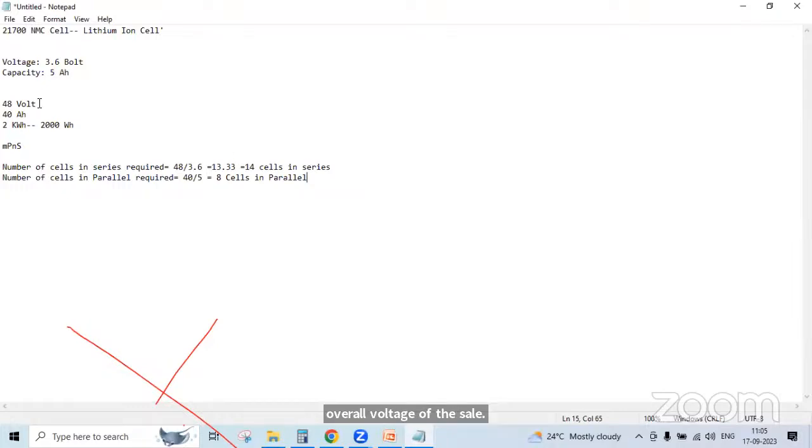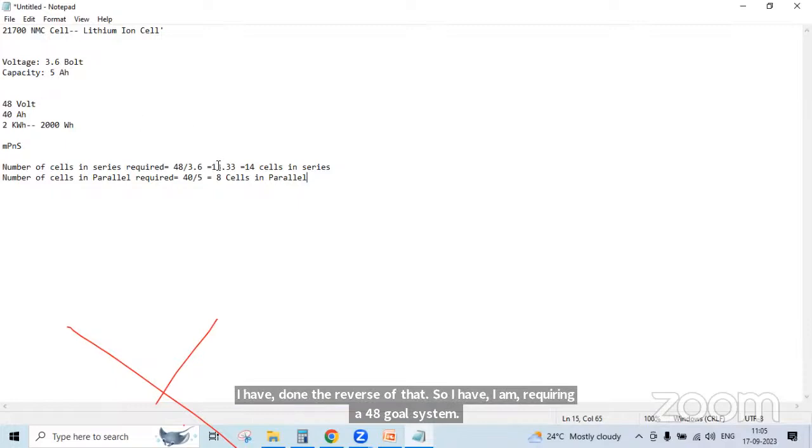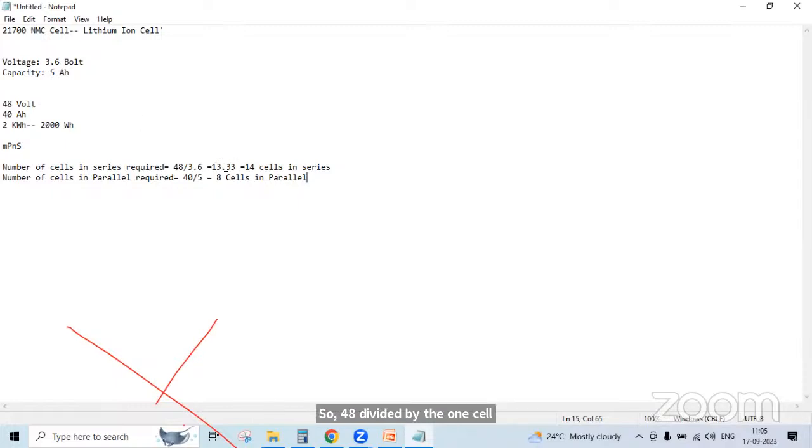So I require a 48 volt system. So 48 divided by the one cell voltage gives the number of cells I require in series. This is not a whole number, so I will be choosing the next whole number, right? Similarly, the battery pack capacity I require is 40 Ah. If I divide that by one cell capacity, then I will get the number of cells in parallel, correct? And 8 cells are required in parallel.